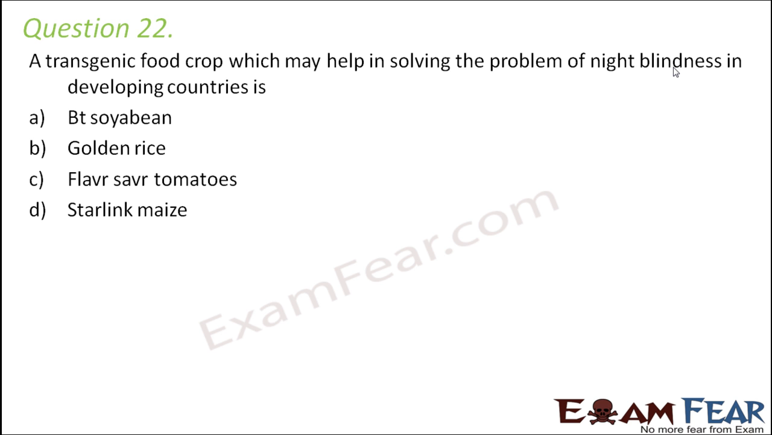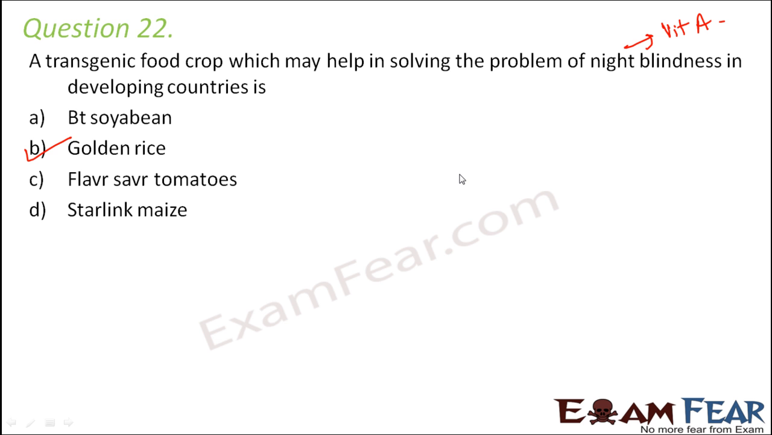Question number 22. A transgenic food crop which may help in solving the problem of night blindness in developing countries is Bt soybean, golden rice, Flavr Savr tomatoes, or StarLink maize. Well, again, night blindness is caused due to deficiency of vitamin A. So out of these, what is rich in vitamin A? Golden rice is rich in vitamin A. So golden rice can solve the problem of night blindness.